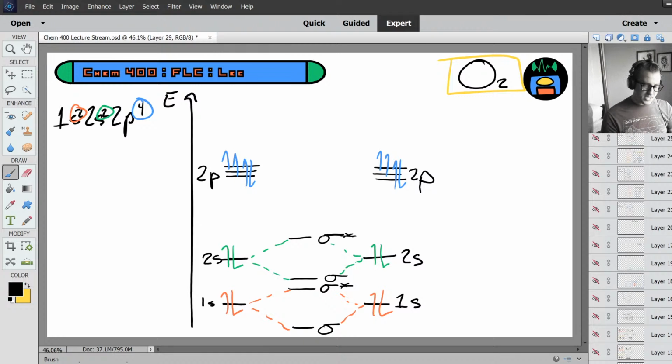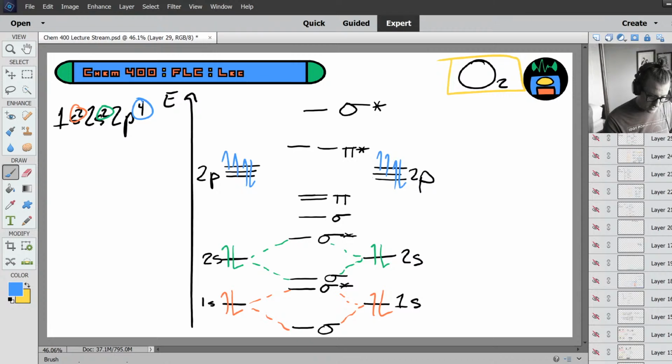Finally, we need to write out our sigma, pi star, which, for emphasis sake here, I'm going to draw the 2 pi star orbitals side by side. You'll see why in a minute. And sigma star. All of these come from mixing our 2p orbitals together.